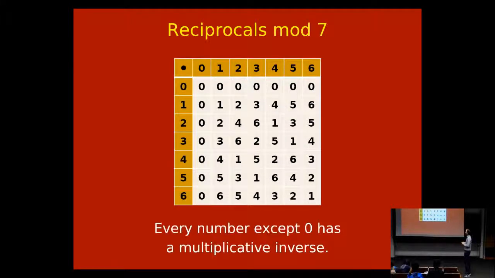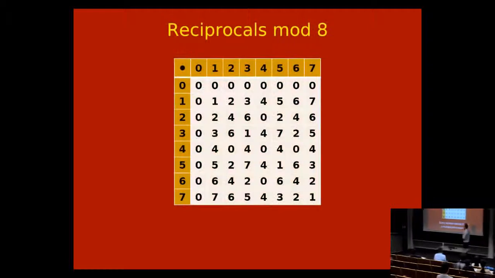If we go mod 7, here actually everything looks good. You have a 1 in every row, except for the 0 row. You're never going to be able to divide by 0. But every other number you can divide by. I mean, every other number has some inverse. So that's good. Maybe 6 was just really bad.